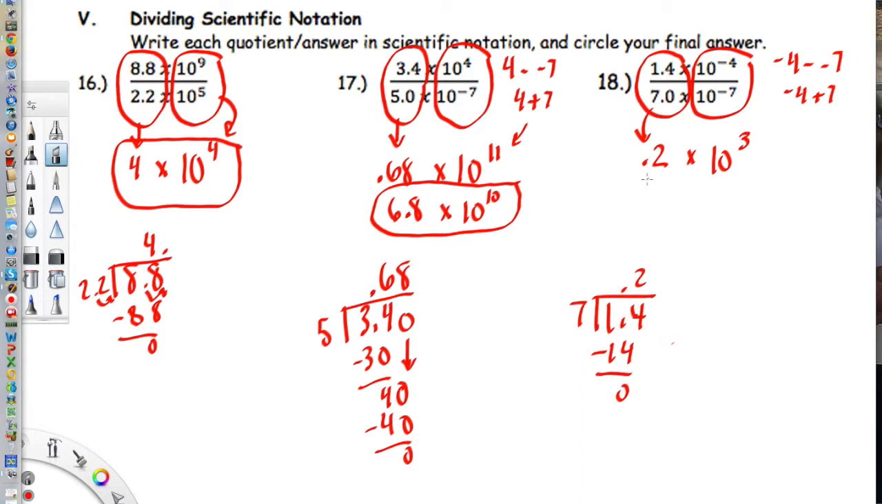This is not written in scientific notation. I have to move the decimal point over 1, which would give me 2.0 times 10, and since I already moved the decimal point 1 place to the right, I really only have 2 more place values to move it over. And that is my answer.